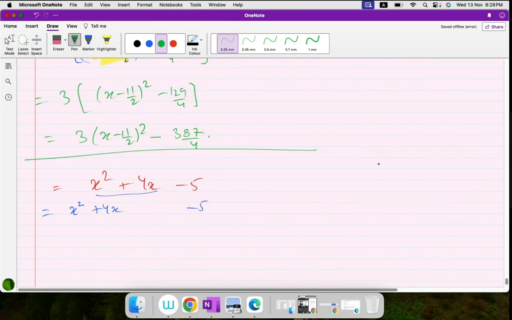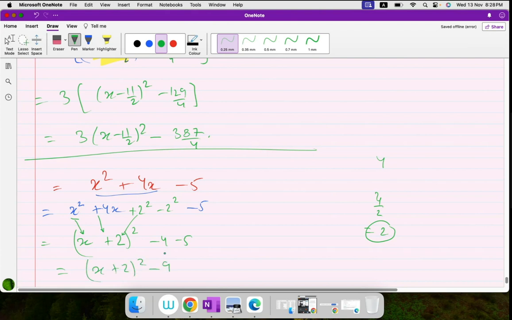Half of the coefficient of x. The coefficient of x is 4, half of that is 2. So plus 2 squared minus 2 squared. So this is x plus 2 whole squared. The x and the positive sign come from here, and the 2 we take from here, so minus 4 minus 5. So x plus 2 whole squared minus 9.